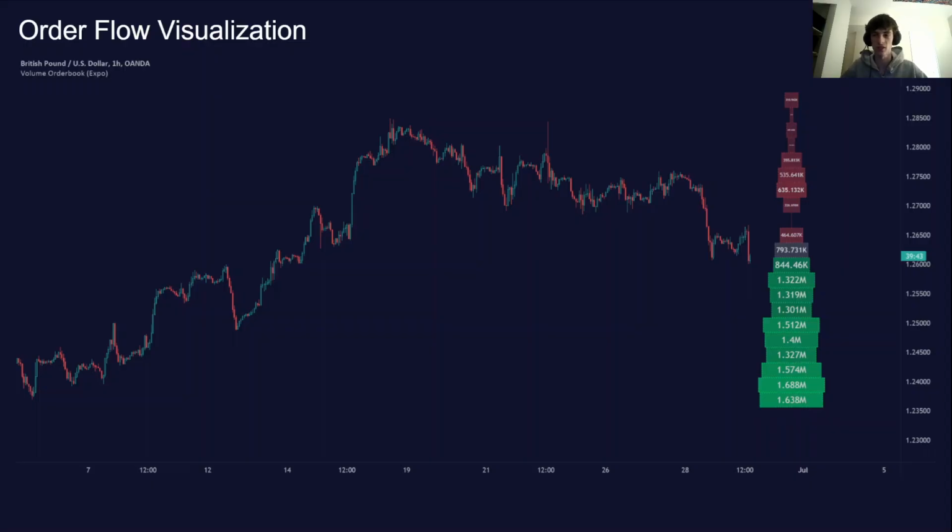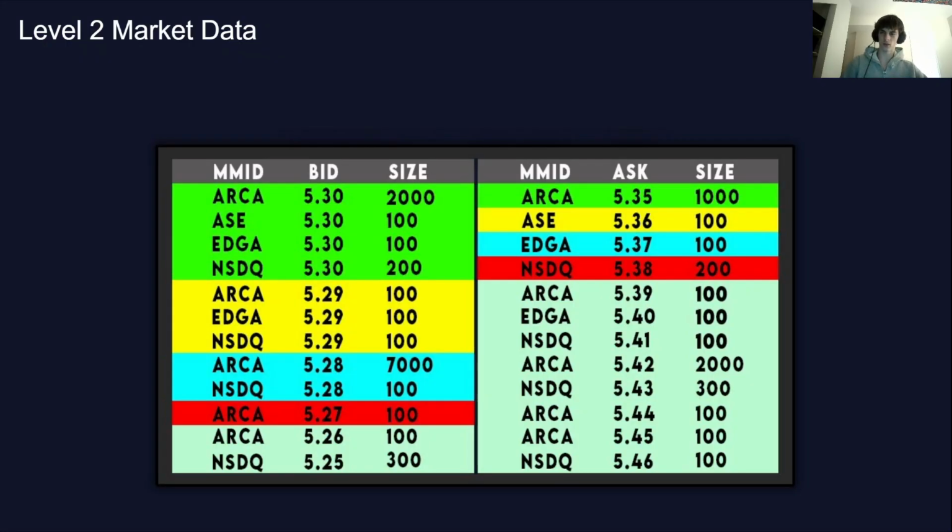So you can visualize this a couple different ways. This is order flow visualization, where you can see that there's more buying down at the bottom of this, and then there's less selling up at the top. I would never really use anything like this, but it's out there and you can use it. This is a TradingView indicator that you could use. And then for level 2 market data, this is what you're going to have to look at if you want to see these orders start to go through.